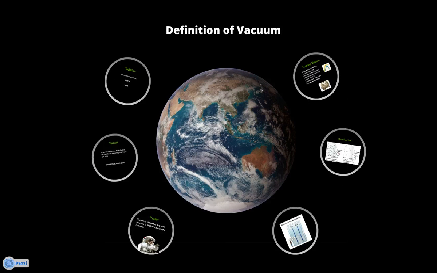So that's your simple definition of vacuum. Something that's void or empty, and in more practical terms, any time that the pressure falls under atmospheric pressure. That way you have fewer molecules colliding with each other, and you have what's called a vacuum.